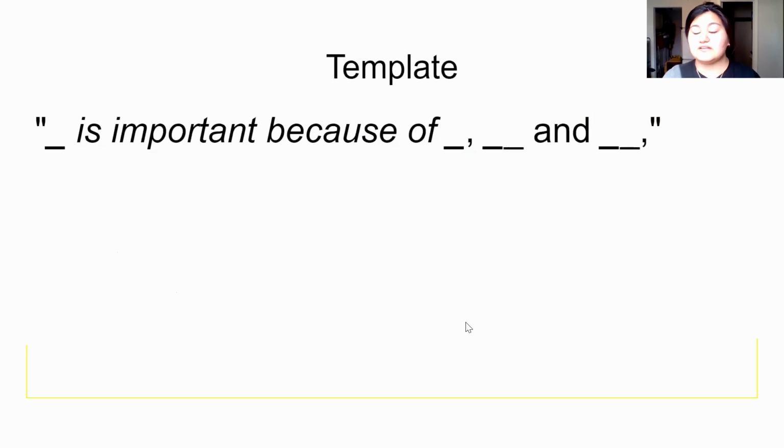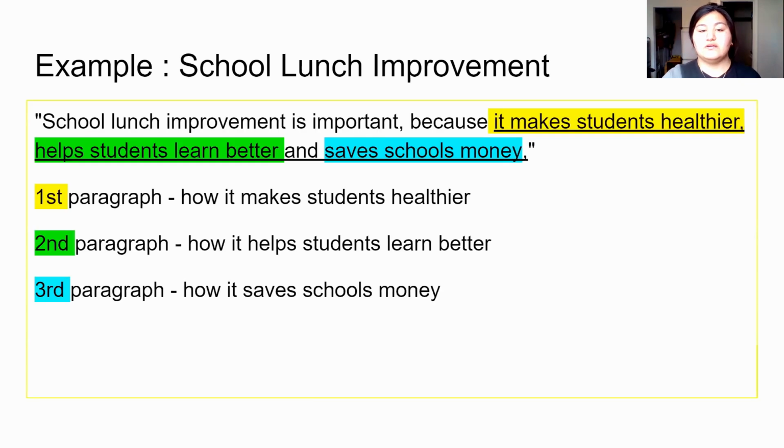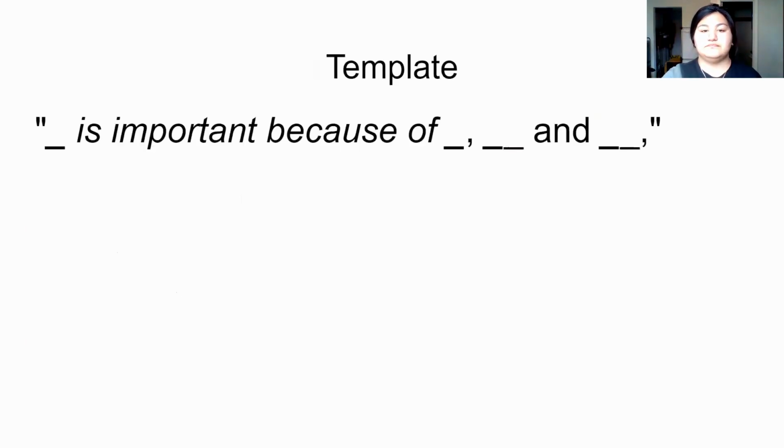So going back to my template, remember I talked about this at the beginning, that blank is important because of blank, blank, and blank. And those are going to be your 3 different paragraphs that you're going to be writing about. So again, if we're going back to school lunch improvement, school lunch improvement is important because it makes students healthier, it helps students learn better, and it saves schools money.